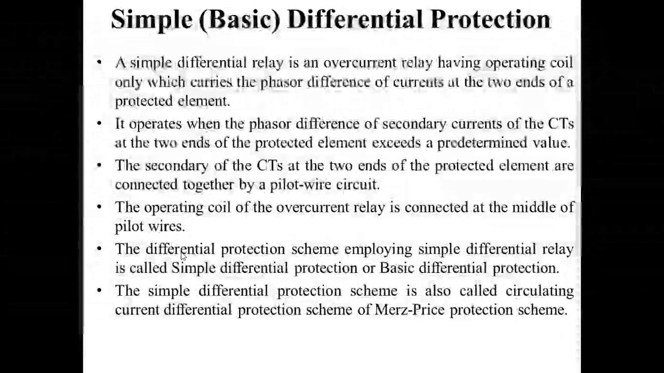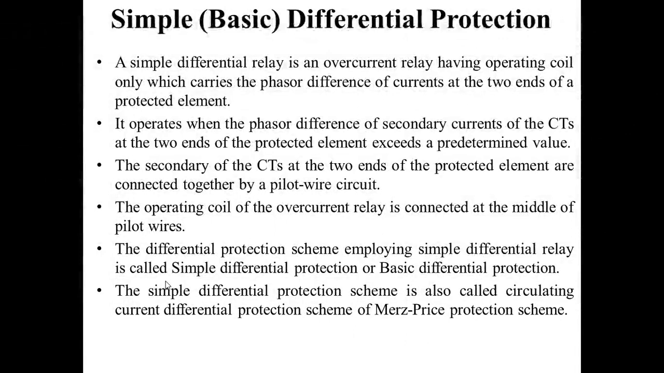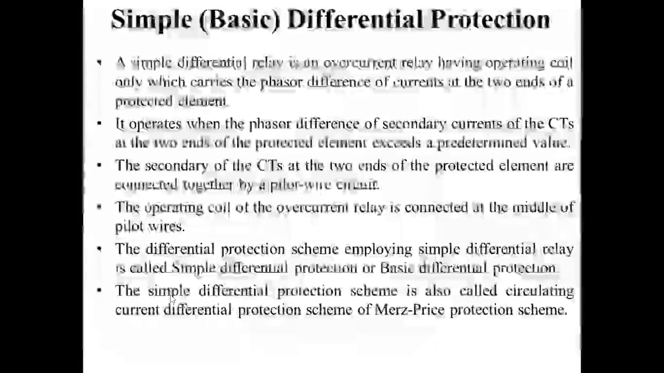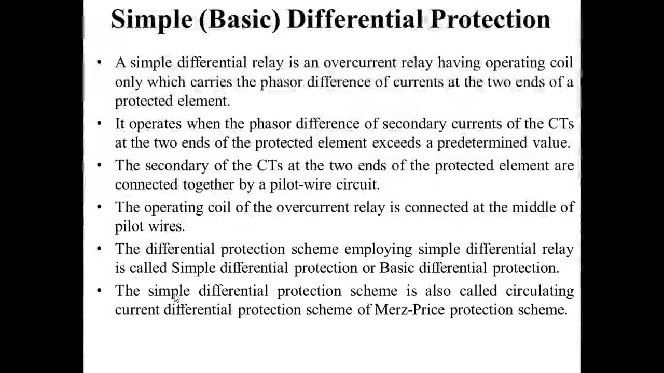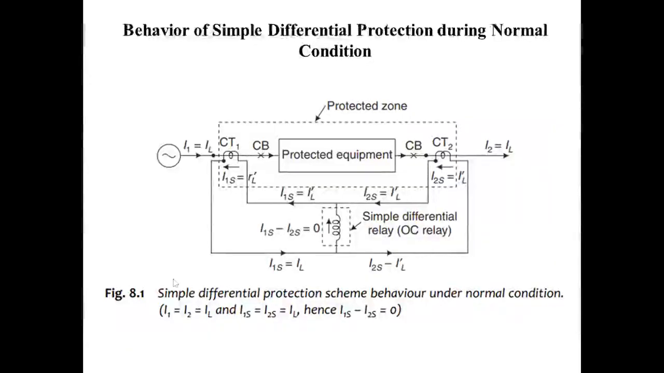The differential protection scheme employing a simple differential relay is called simple differential protection or basic differential protection. The simple differential protection is also called a circulating current differential protection scheme or Merz-Price protection system. So this is the representation of the simple differential protection scheme behavior under normal conditions. This scheme has a single source, because only one source is connected here. It is your source or generator system.